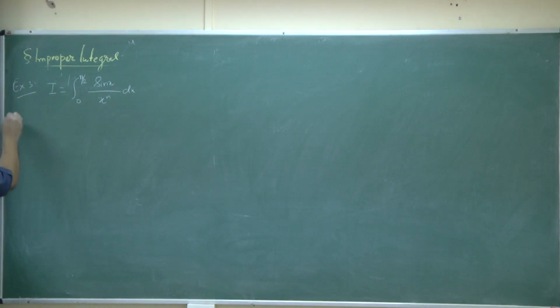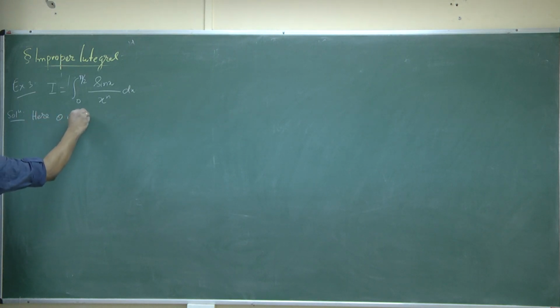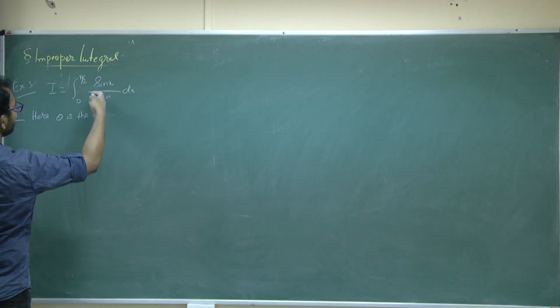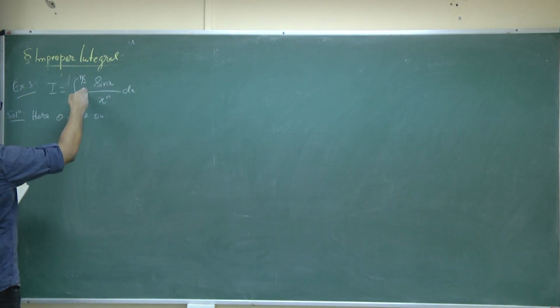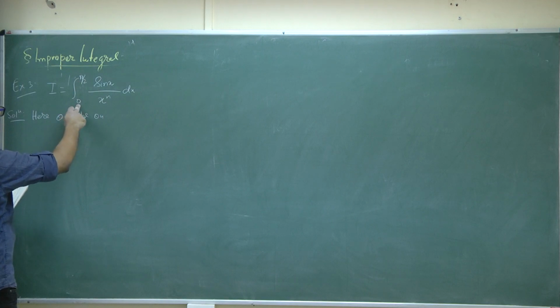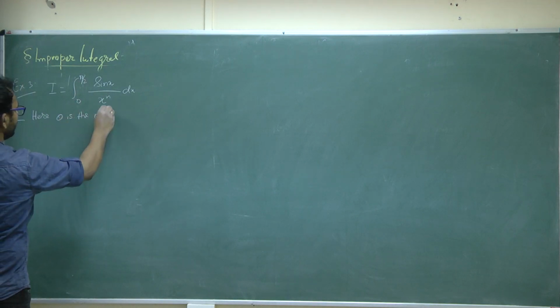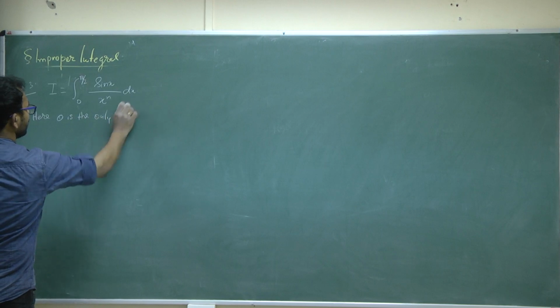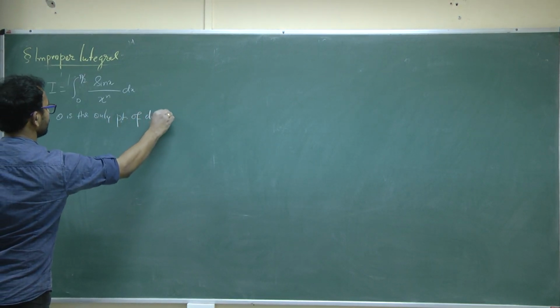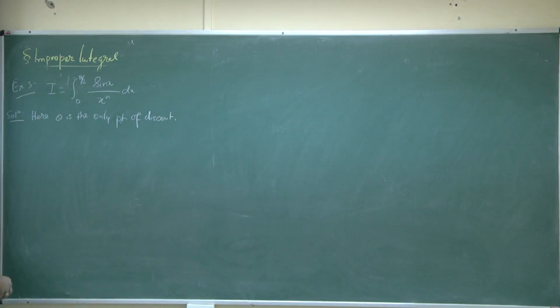So, here solution. Here 0 is the only point of discontinuity, because at x equals to pi by 2, this is not an improper integral, and also at none of the in between points from 0 to pi by 2 is it becoming infinite. All right. So, 0 is the only point of discontinuity.